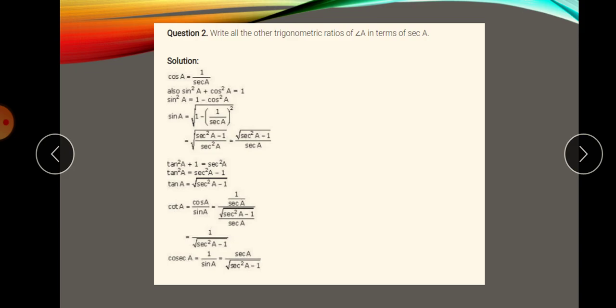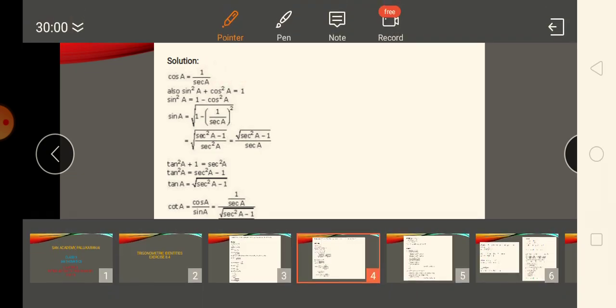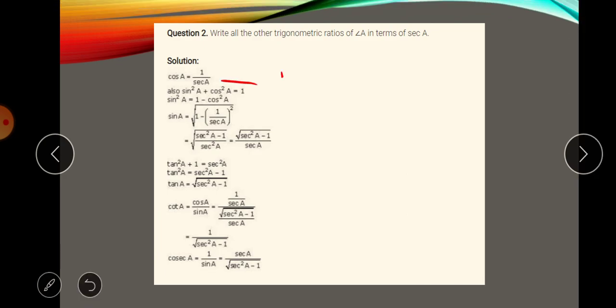As we know, we'll take the first one, cos. Who is the reciprocal of cos? 1 by secant A. So you will get the first one. Now, if you see the second one, use the identity sin square A plus cos square A equal to 1. So sin square A is 1 minus cos square A. What is the cos? 1 by secant.